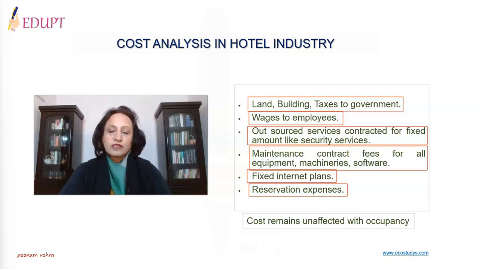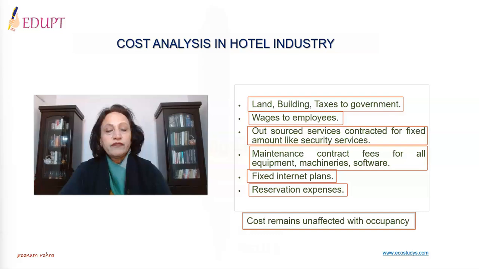All these costs do not vary with varying rate of occupancy. These costs are supposed to be incurred when there is high occupancy, low occupancy, or no occupancy. So all these costs are hence unaffected by the rate of occupancy, or these are fixed costs.